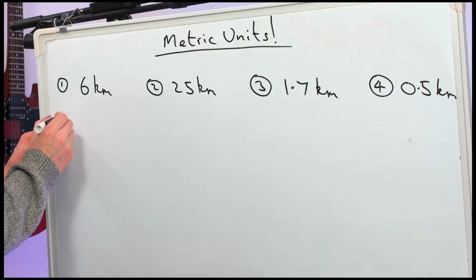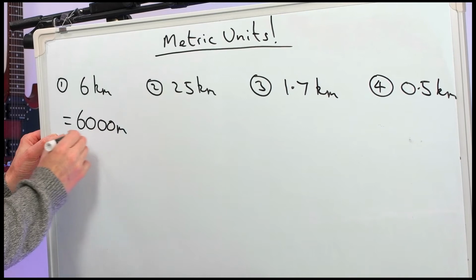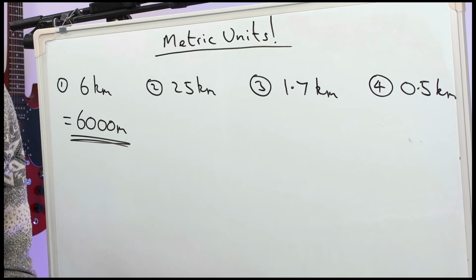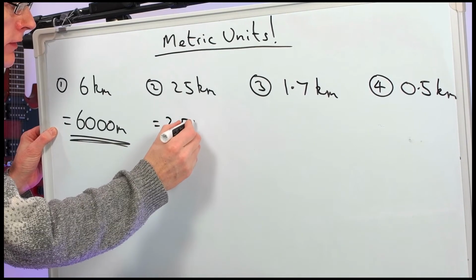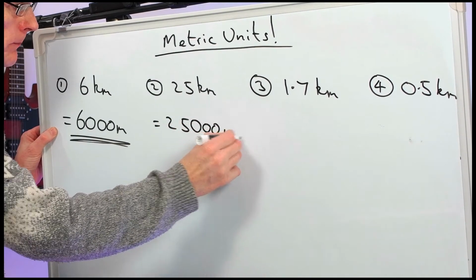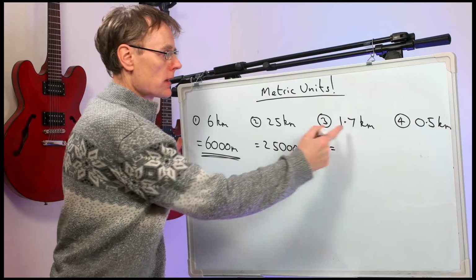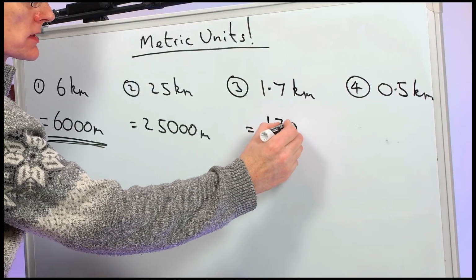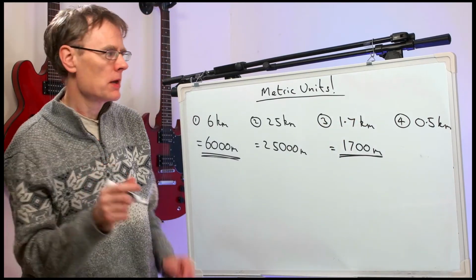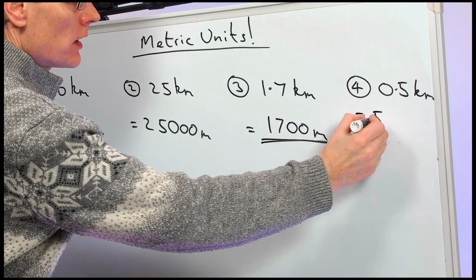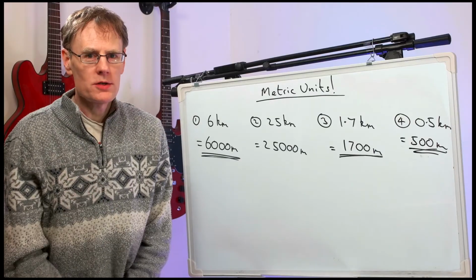Okay, so question number 1. 6 kilometres is 6,000 metres. Every kilometre is 1,000 metres. Number 2, again, we need to multiply this by 1,000. 25 kilometres is 25,000 metres. Number 3, that's less than 2 kilometres. It's less than 2,000 metres. It's 1,700 metres. And number 4, that's half a kilometre. That is 500 metres. Right, download the worksheet and give it a go.